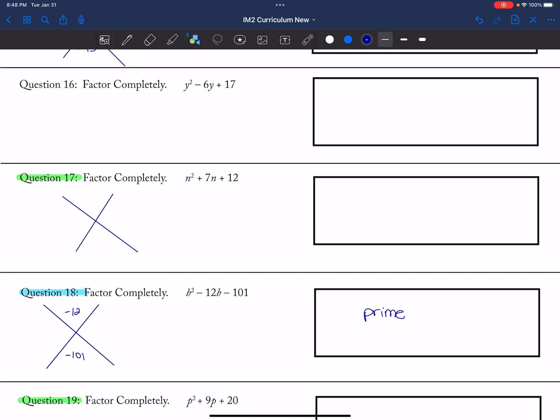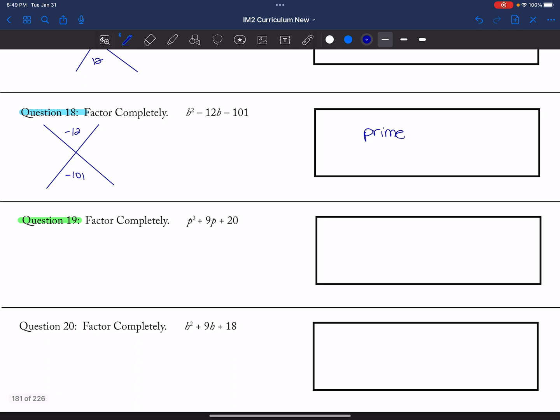Moving along to 17. 7 and 12, so 1 and 12, 2 and 6, 3 and 4. So this is 3 and 4. So this is n plus 3 and n plus 4. Okay, to 19 with factors of 20. Okay, so 9 on the top, 20 on the bottom, 1 and 20, 2 and 10, 4 and 5. So it is 4 and 5.